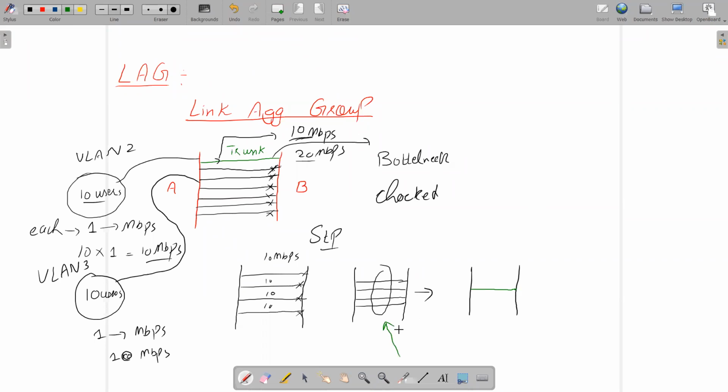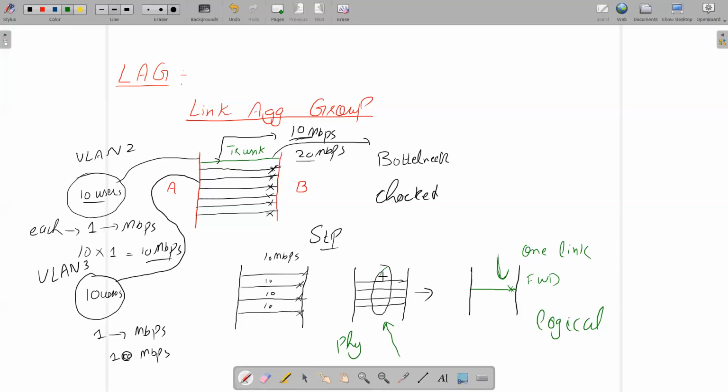Now, this is the physical diagram, what we can see. Okay, fine, there are 4 links, but what STP will see, STP will see only one link, one logical link. This is the logical diagram, and this is your physical diagram. So whenever STP sees only one link, it never puts that link into the blocking state. It always puts that link into the forwarding state.